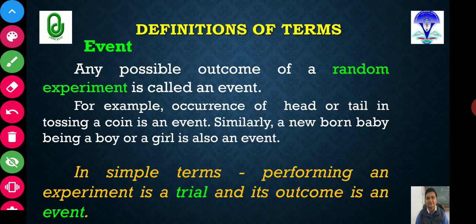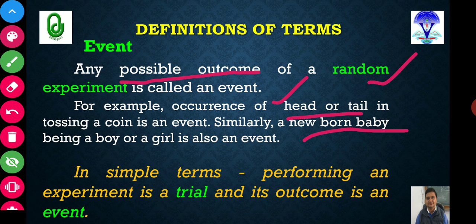The second term is event. What is an event? You have already got some idea of event. Here you can see the definition: any possible outcome of a random experiment is called an event. You have to keep in mind, any possible outcome of a random experiment. For example, occurrence of head or tail. When you are tossing a coin, this is a random experiment and the possible outcomes are head and tail. So head and tail are called events.